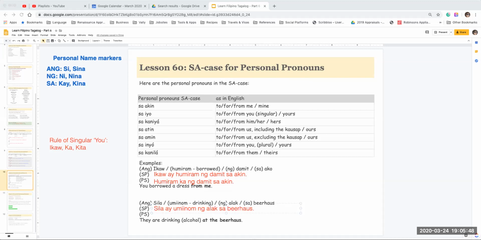You know that they are old people because they would say beer house. Young people would say bar. All right. Let's reverse this into PS. We start with umiinom.